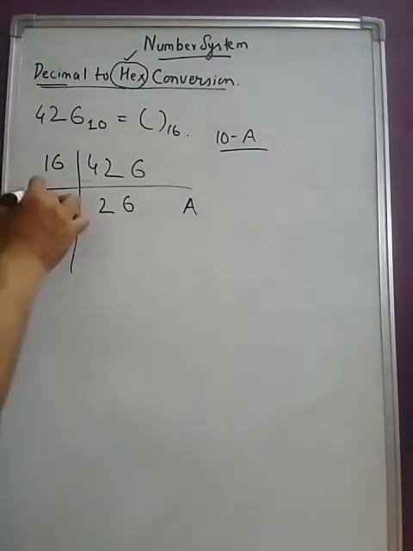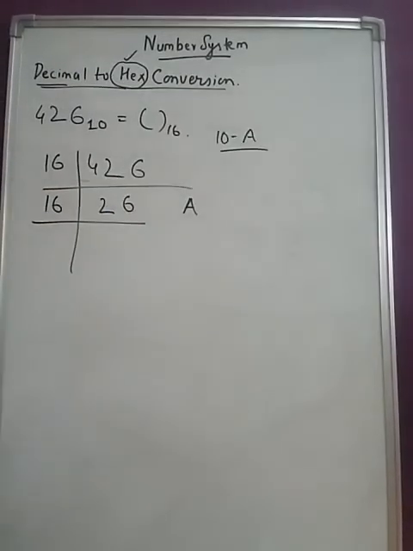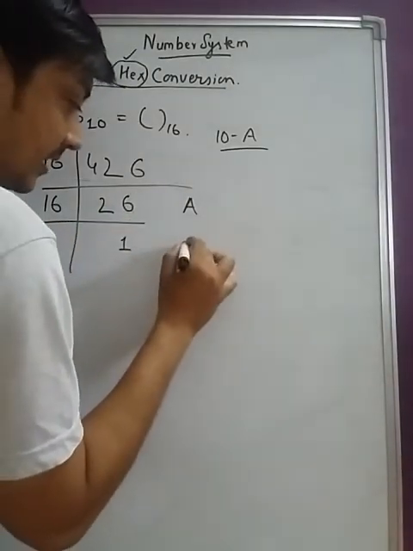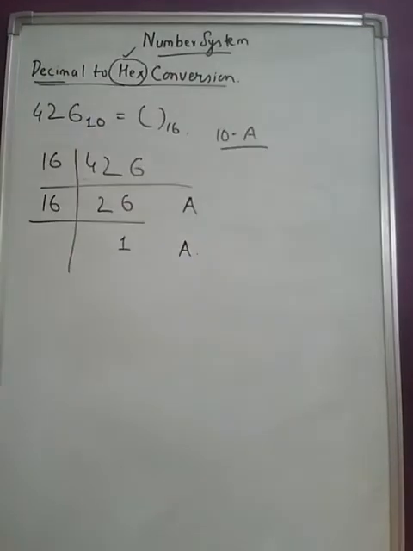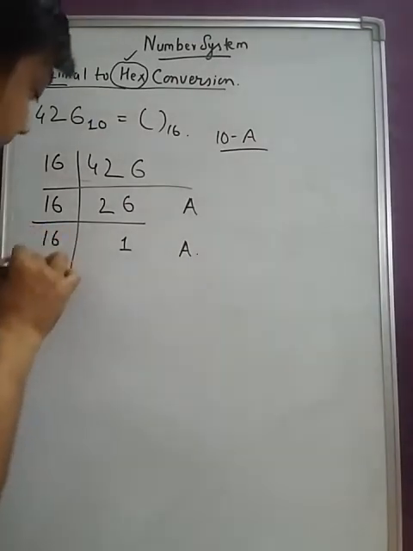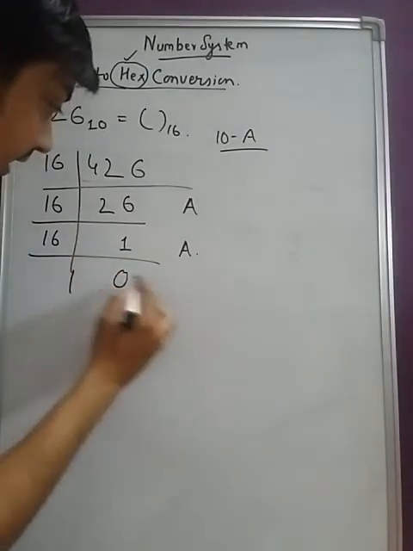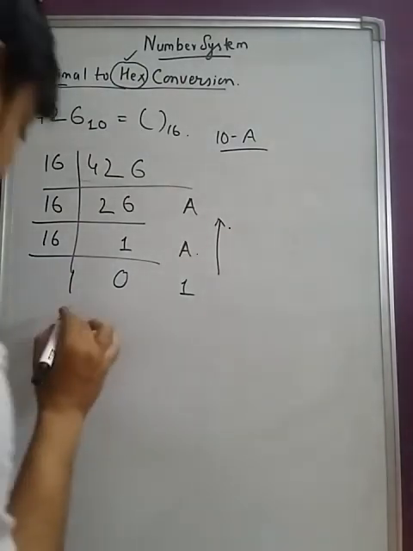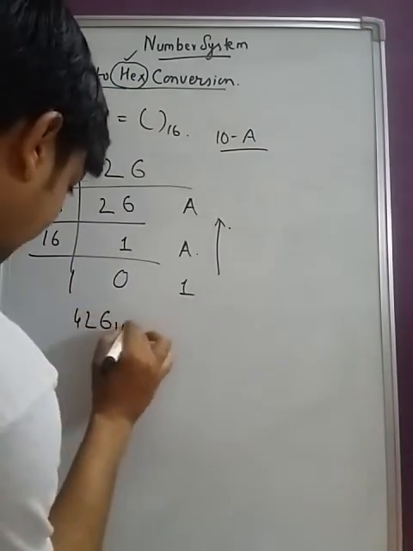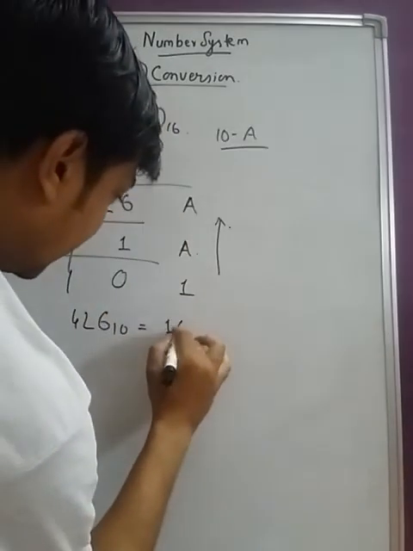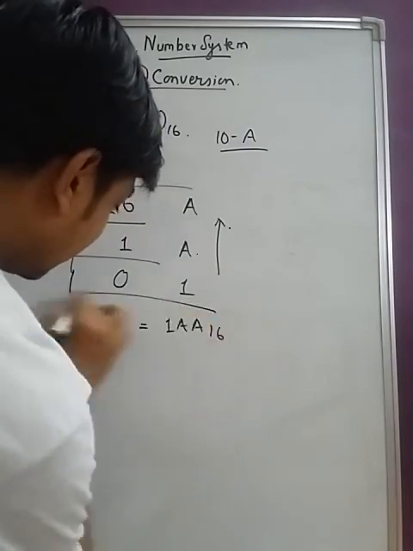Next, you again divide this 26 by 16. It goes one time, and 10 will be the remainder. So instead of writing 10, you write the symbol A. In the next step, it goes 0 times, and 1 will be the remainder. So the result is: 426 base 10 has the hexadecimal equivalent 1AA base 16.